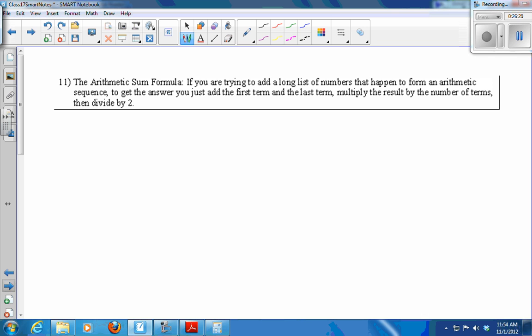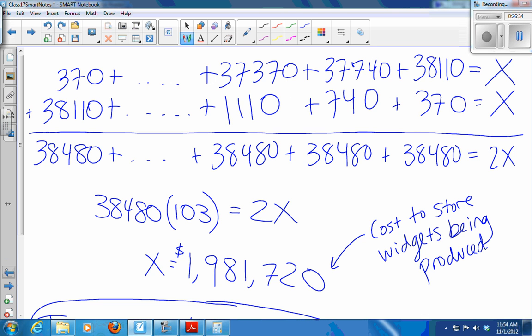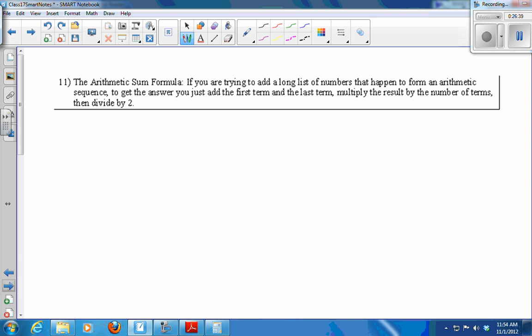So the arithmetic sum formula, you don't have to know the formula. You can always do this little trick that we just did where you write it out forwards and backwards. But the general formula, and I'm not going to write it in symbols, I'm going to give it to you in words because I think it's a little clearer. You want to add a long list of numbers that happen to form an arithmetic sequence. So that is, to get from one number to the next, you're always adding the same amount. To get the sum, you just add the first term and the last term, multiply by the number of terms, and then divide by 2.